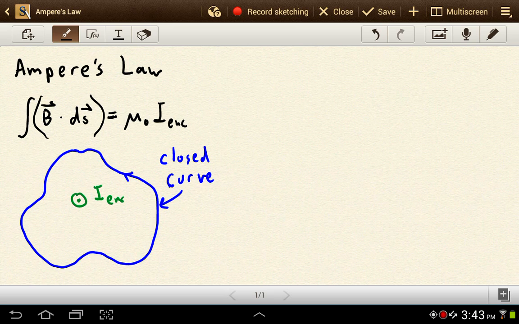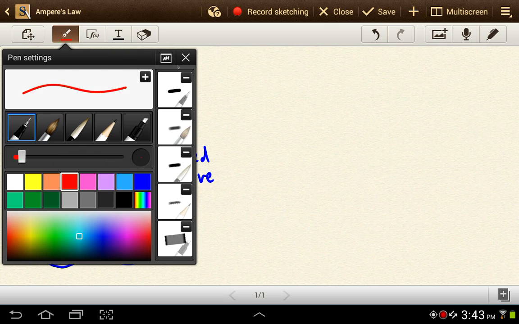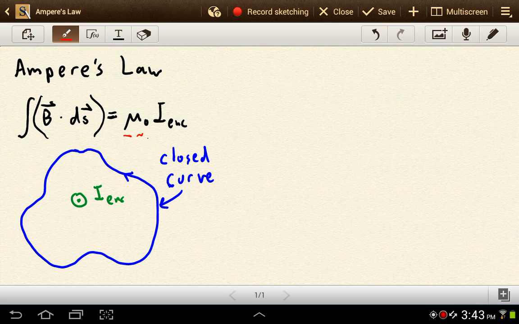So, let's say first of all, I think it's pretty clear that what the right-hand side means is not hard to figure out. You have to find the total current that goes through the surface outlined by this curve and multiply by mu naught. That's not hard. The hard part is understanding what this integral means. So let me try to sort of explain it in a series of discrete steps.